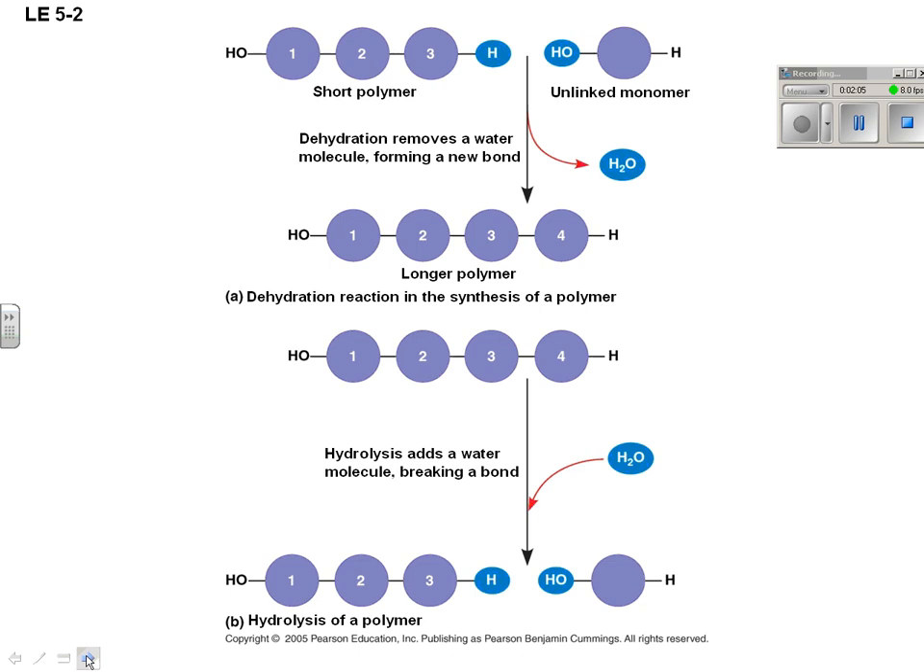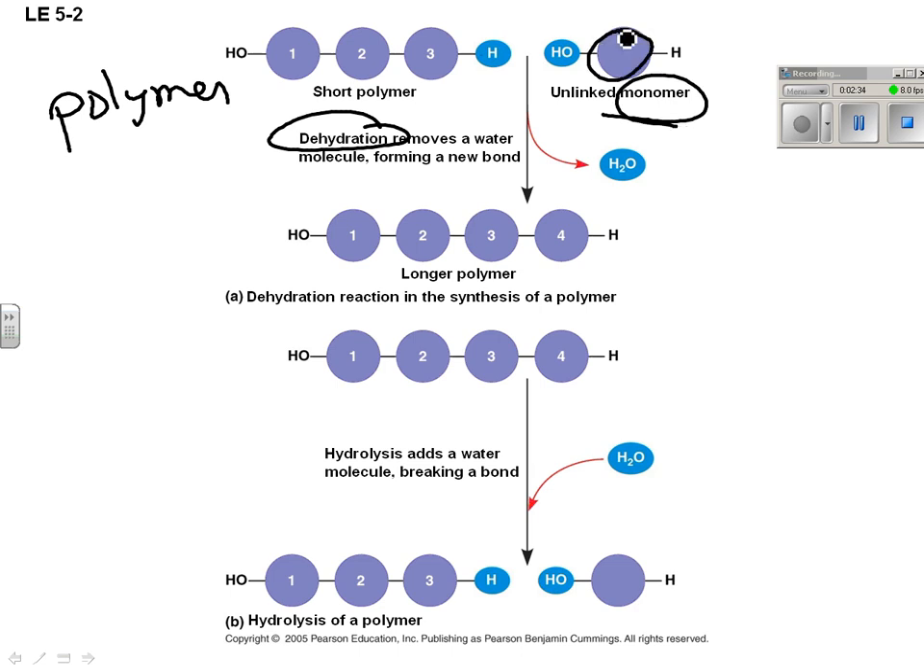How are they joined? Well, they're joined by something called dehydration, which we've talked about before in freshman biology. I think we mentioned it in this class, but I'm not sure. Everything we're going to talk about is a chain. The word for a chain is a polymer. Polymers are made of monomers. Monomers are single things, like an amino acid.